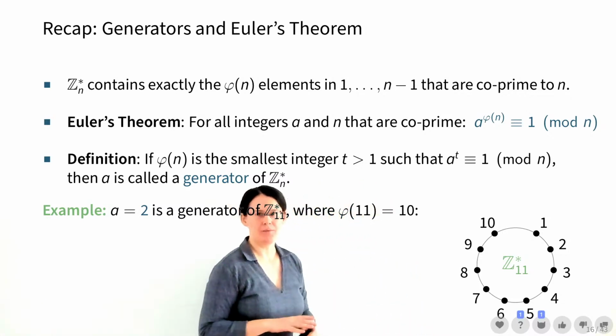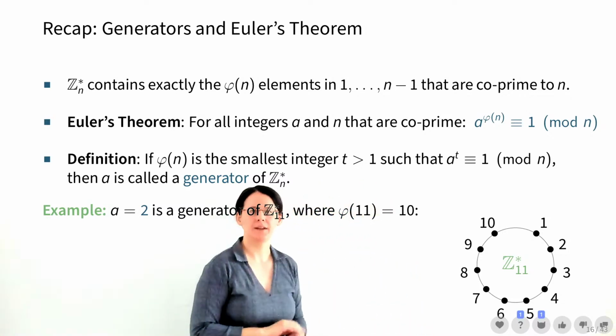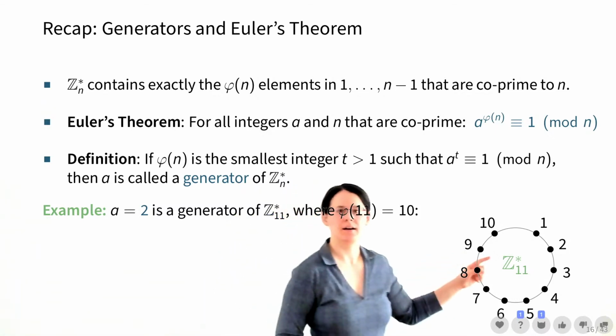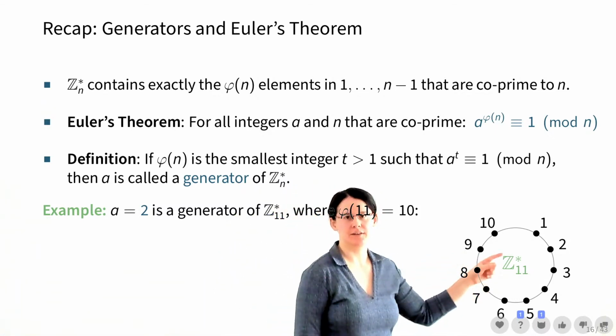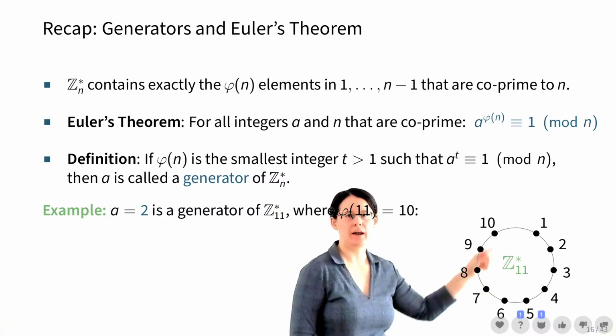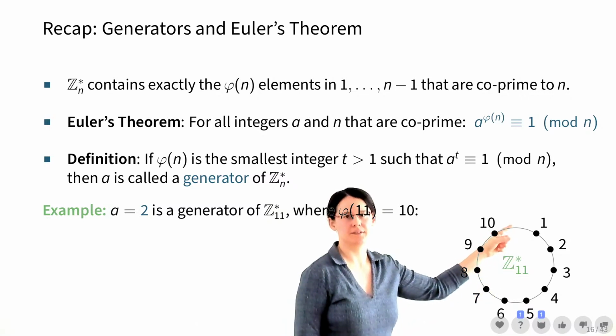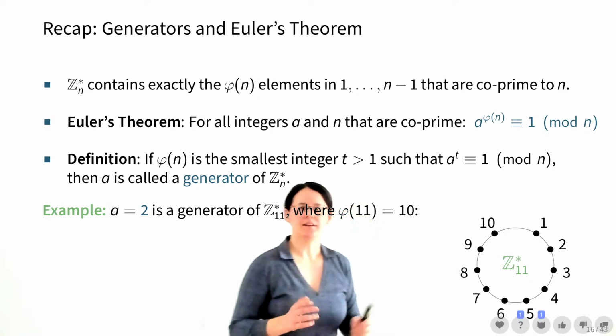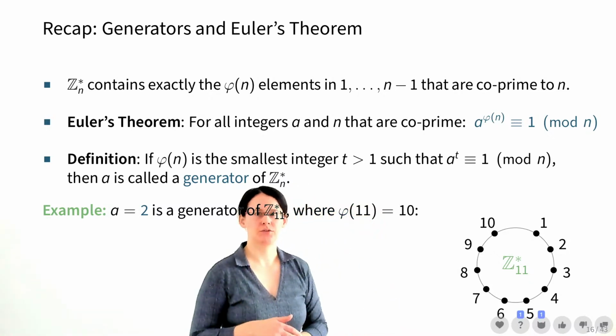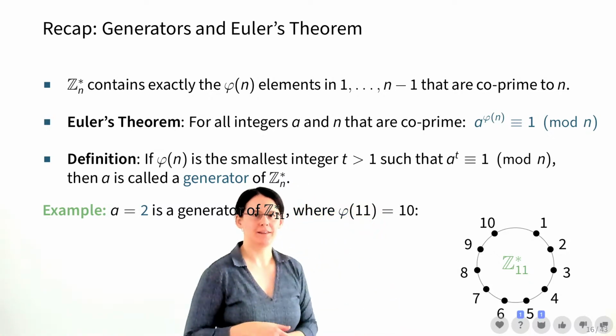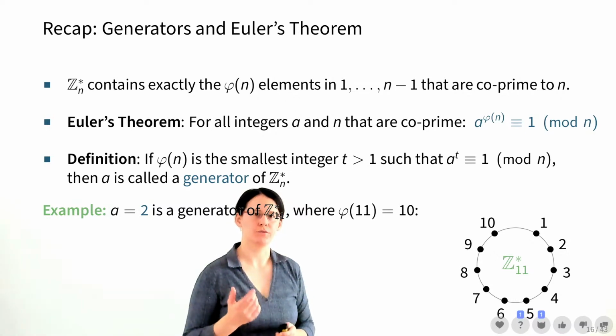So as an example, if we're looking modulo 11 again, and at the set Z11 star, which includes all numbers except for the 0, because 11 is a prime number, then one of the generators of this group is 2. Let's have a look at why that is. So let's look at the powers of 2.